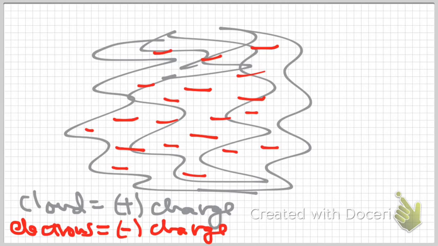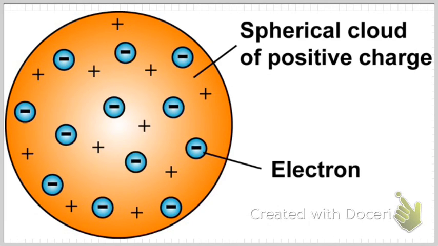Maybe a fancier diagram that I found for you depicting the same thing. Here's a plum pudding model of the atom. So we've altered what we picture an atom looking like, and it's based upon experimental evidence.